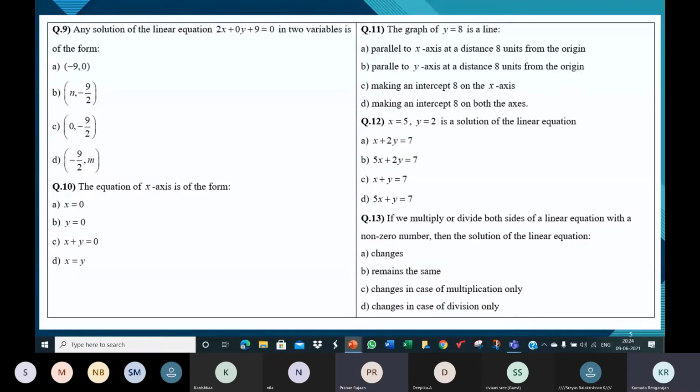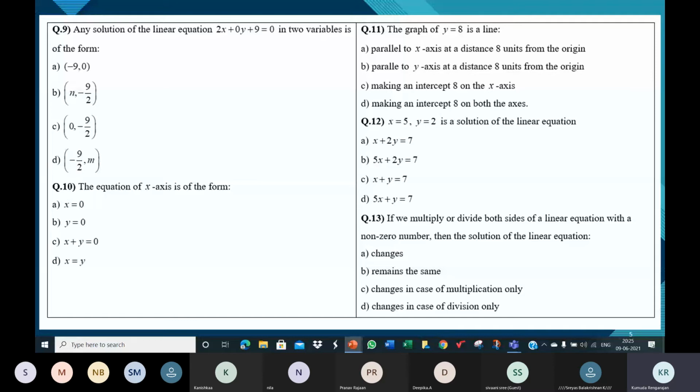2x plus 0y plus 9 is equal to 0, ma'am. If 9 goes to that side, it will become minus 9, ma'am. And if 2 goes to that side, it will convert multiply into divide, ma'am. So x is equal to minus 9 by 2, ma'am. Yeah, perfect. Now continue from there.